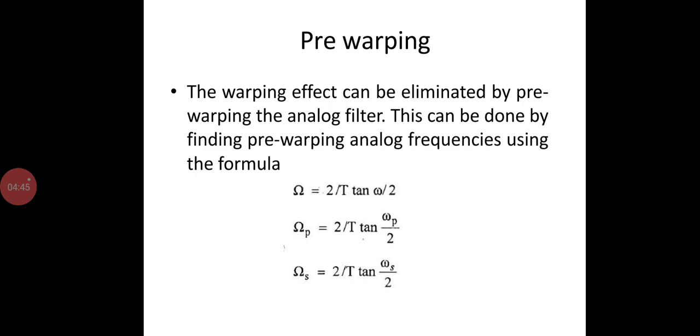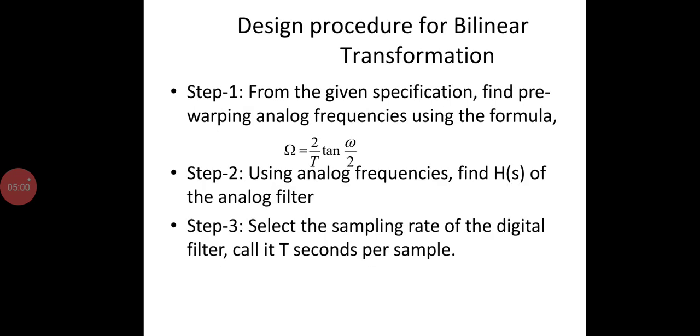Pre-warping. The warping effect can be eliminated by pre-warping the analog filter. This can be done by finding the pre-warped analog frequency using the formula omega equal to 2 by T tan of omega by 2. While finding the passband attenuation and stopband attenuation, we use the same formula.